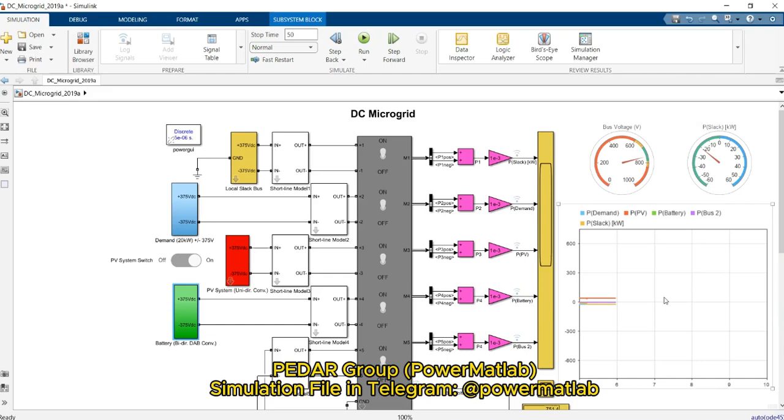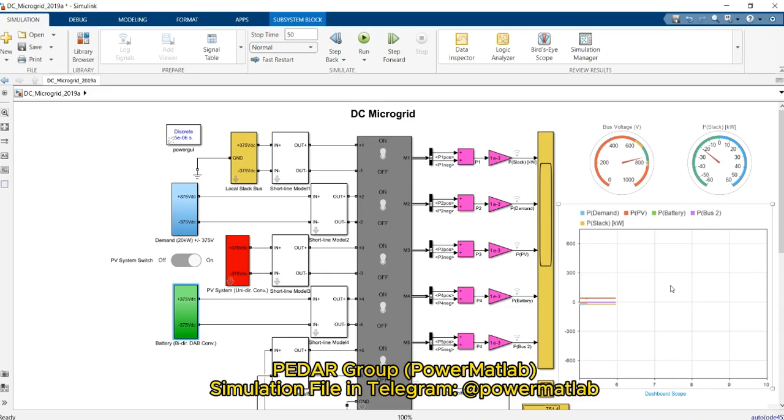So as you can see here, this is the curve of the online simulation that shows us the online behavior of each component of the system, such as demand power, PV power, battery power, and the power of other components of the system. So during online operation and online simulation, we can see the output power in real-time simulation.